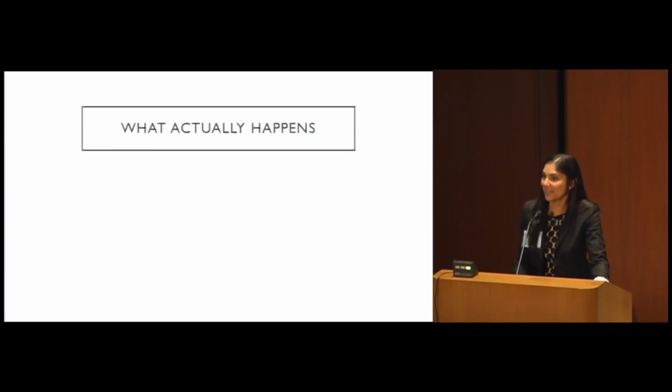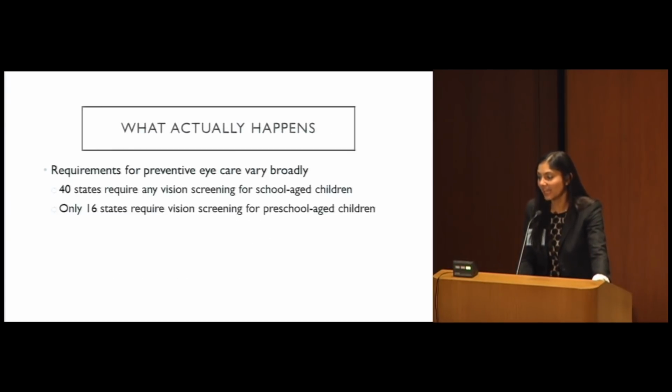But this isn't what actually happens. Unfortunately, the requirements of preventative eye care vary really broadly throughout the country. Only 40 out of our 50 states require any vision screening for any children, and only 16 require vision screening for preschool age children. This is the age that it's important to do before amblyopia becomes irreversible.